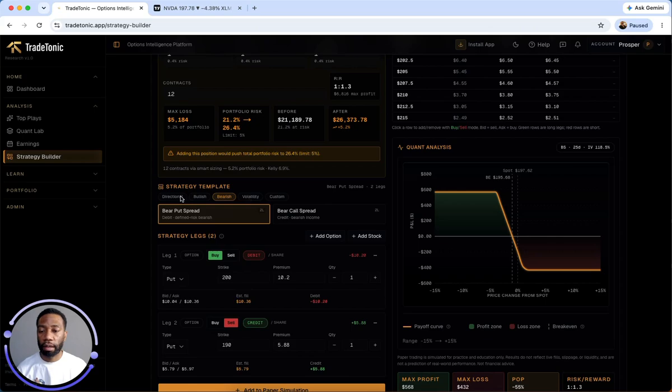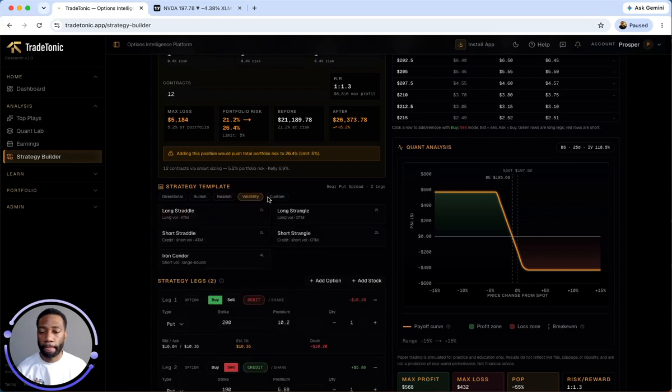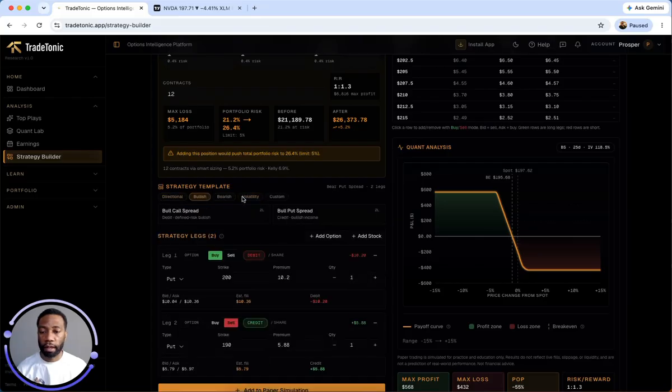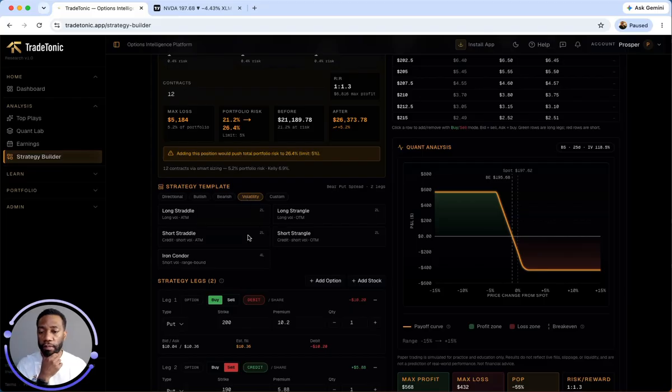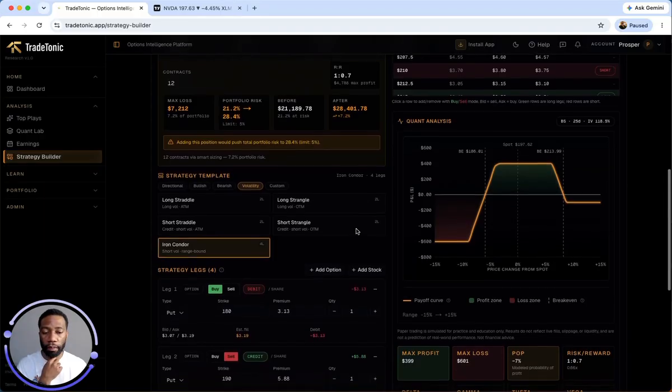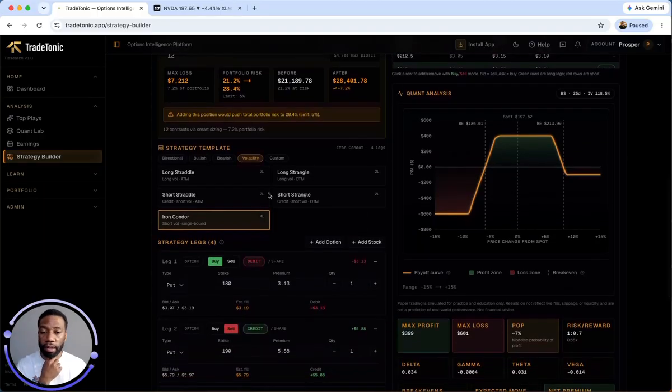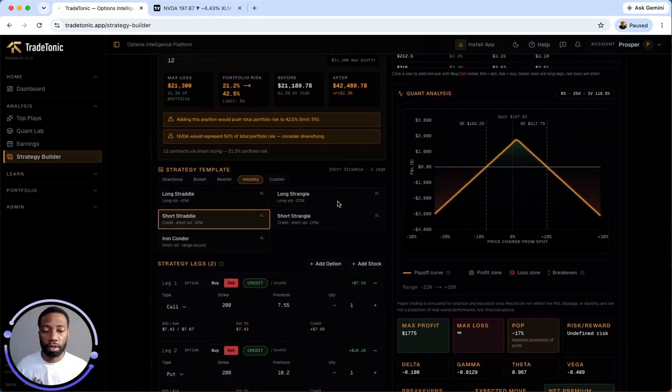Now let's take a look at, see if we can find a volatility play. So let's try to do an iron condor, and that trade doesn't work. So we can also do a short straddle.